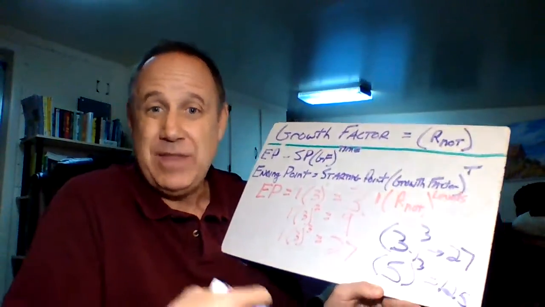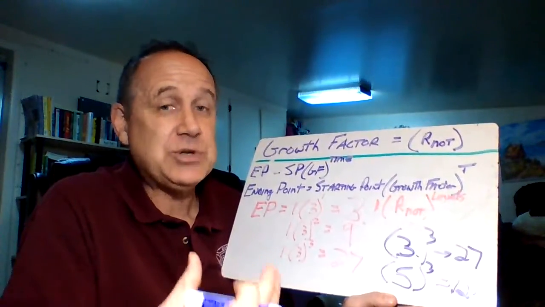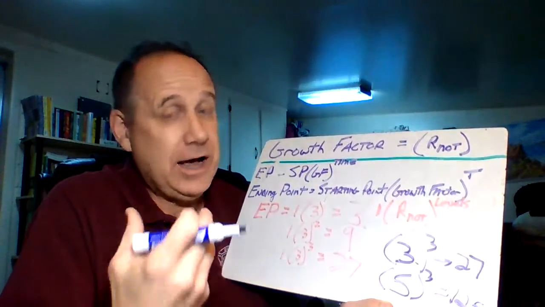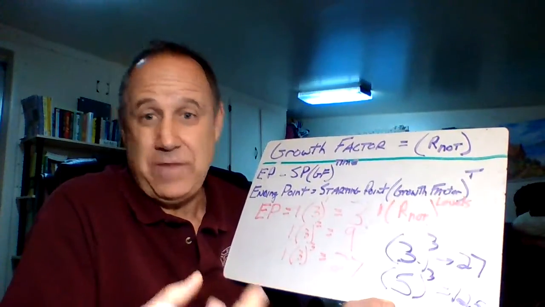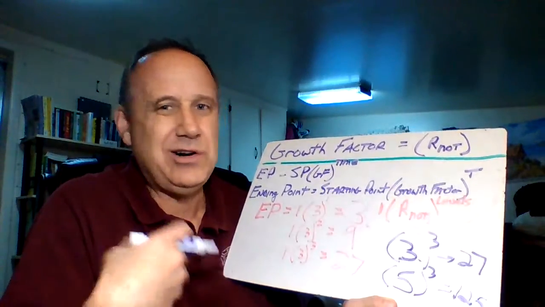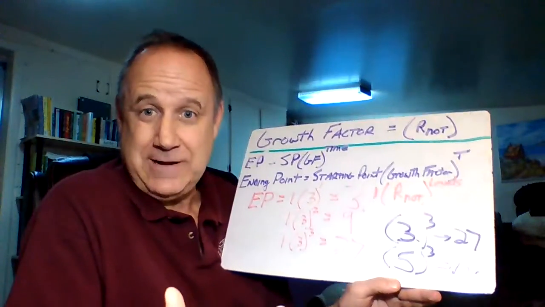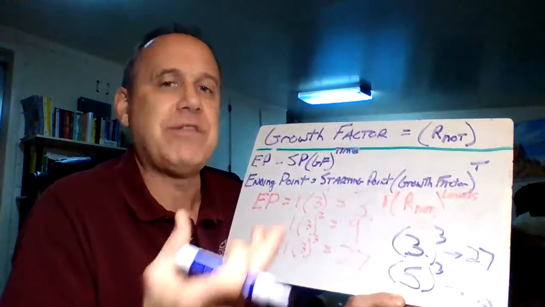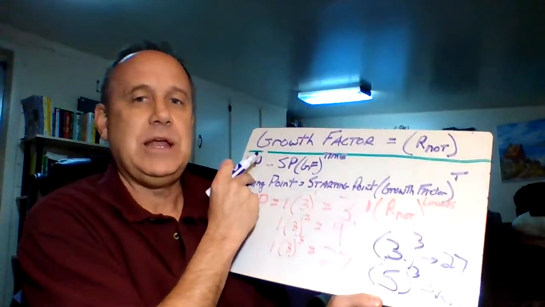For instance, if I had money in a bank and I earned 50% interest on that money per year, I'd earn 50 cents if I put in $1. If I earned 1% on that dollar, that means I would only earn 1 penny, right? So my growth factor would be 50%, or my growth factor would be 1%. So the larger the growth factor, the larger your ending point is going to be.